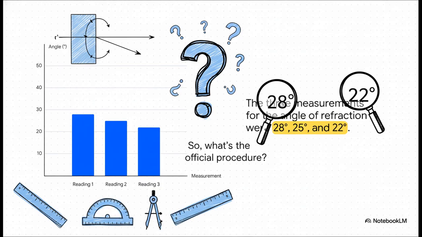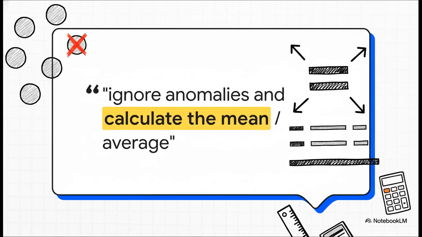So, what's the official procedure here? What does the mark scheme want? Well, let's look straight at the mark scheme guidance. The first thing it tells us to do is check for any anomalies, any results that look really out of place, and ignore them. In our case, 28, 25, and 22, they're all pretty close. No obvious weird ones in there. So we can move on to the next step, which is to calculate the mean.